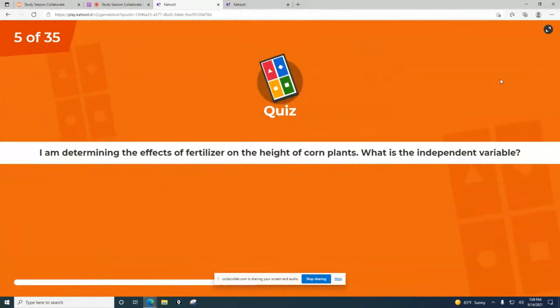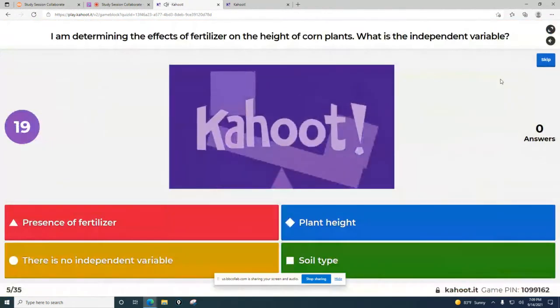Okay, I'm determining the effects of fertilizer on the height of corn plants. What is the independent variable?